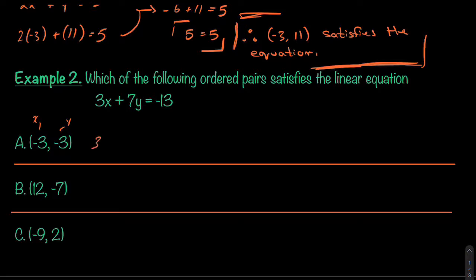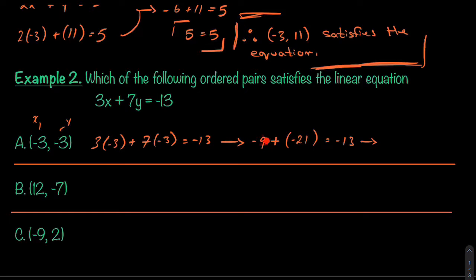Let's do A here. We got 3 times negative 3 plus 7 times negative 3 equals negative 13. What is 3 times negative 3? Well, that's negative 9. What's 7 times negative 3? That's negative 21. Because we do have a plus sign here, we'll do plus, and I'll keep this in brackets. Negative 21 equals negative 13.